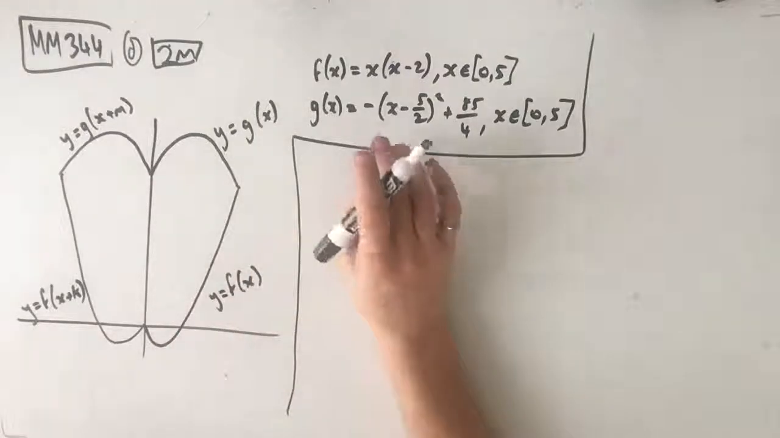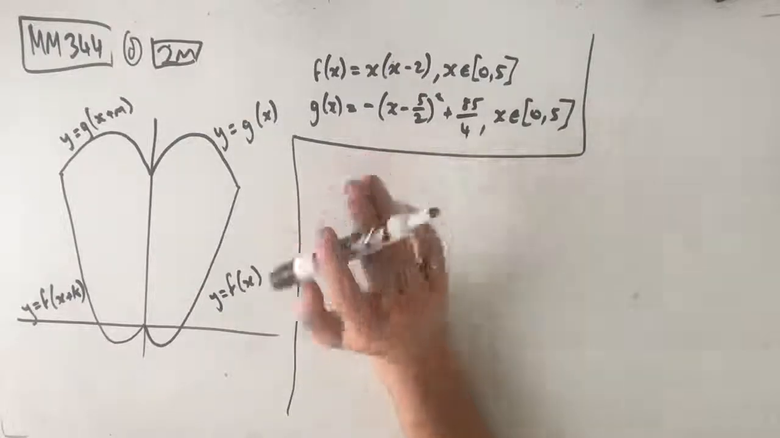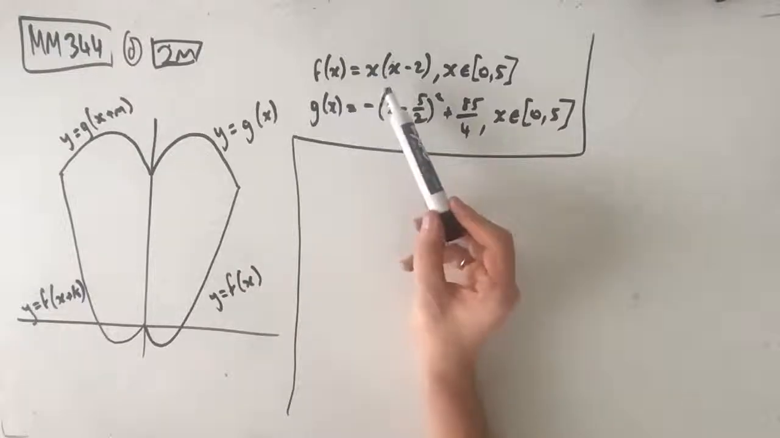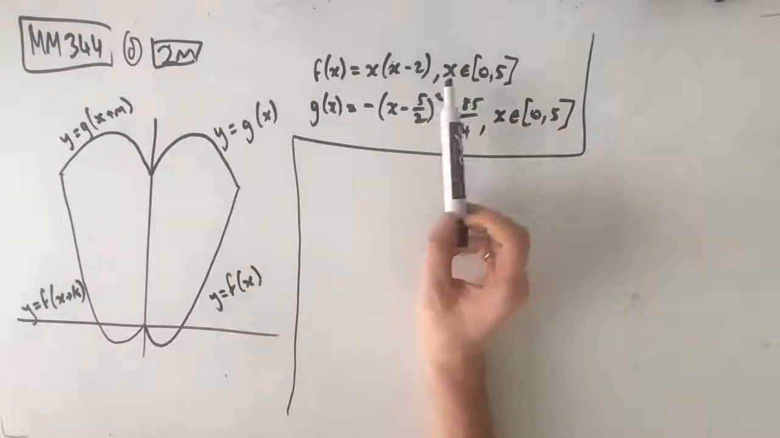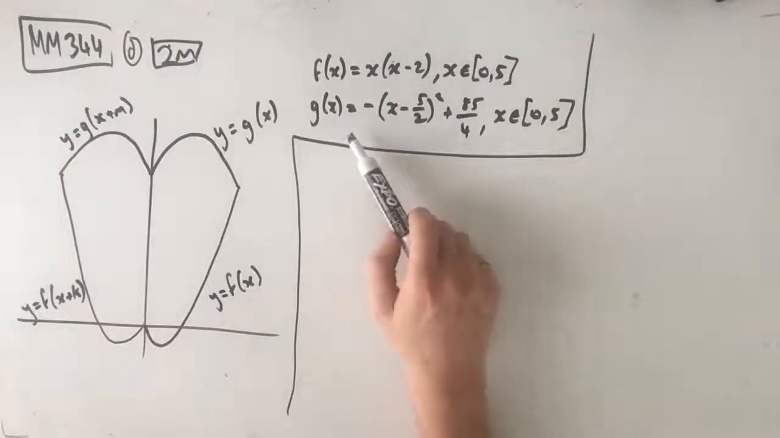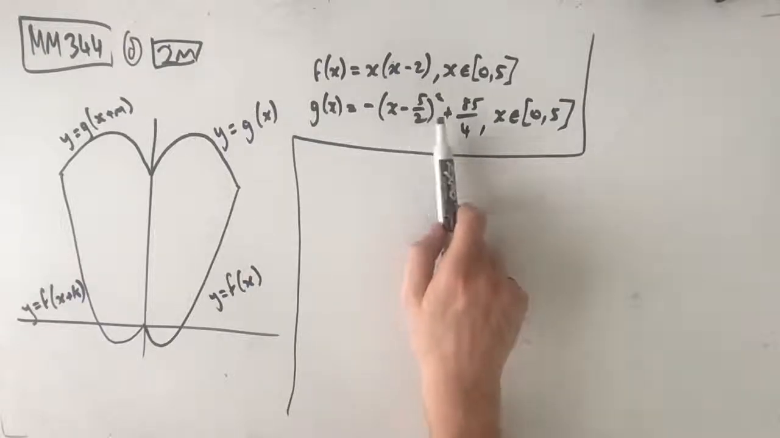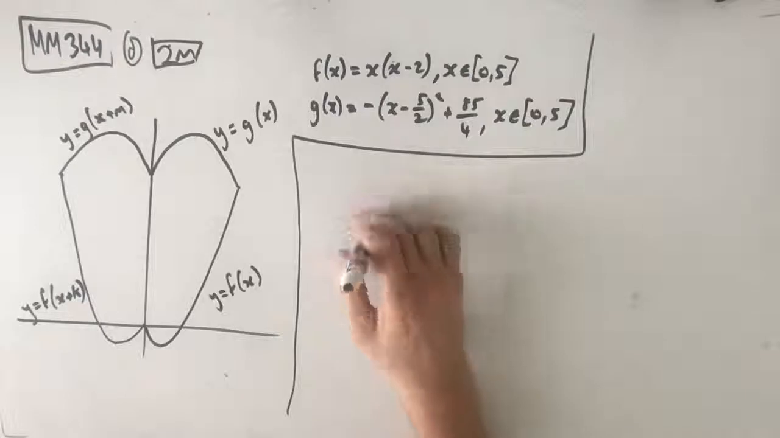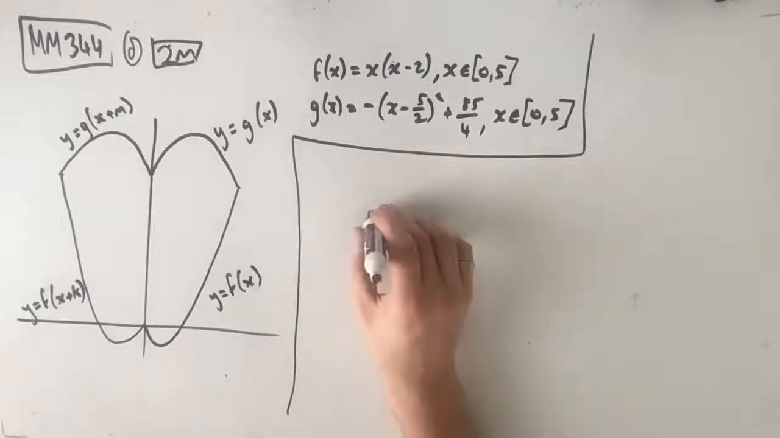So part D introduces a new concept and says the shape of the wing of a golden-faced butterfly can be modeled by the functions f of x equals x minus 2, between 0 and 5, and g of x equals negative (x minus 5 over 2) squared plus 85 over 4, between 0 and 5, as shown on these axes below. All dimensions are given in millimeters.